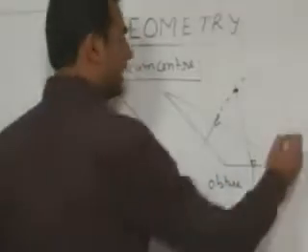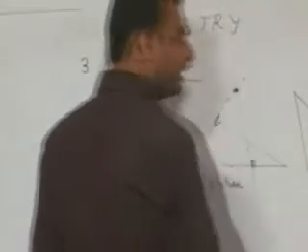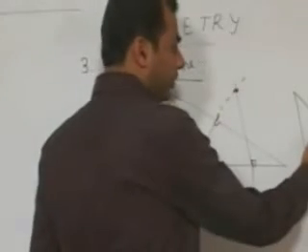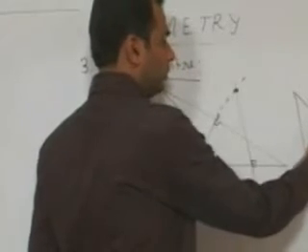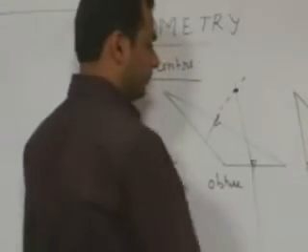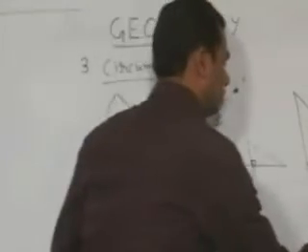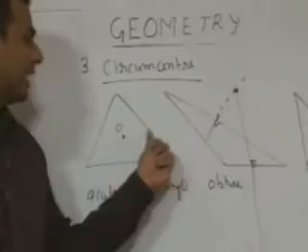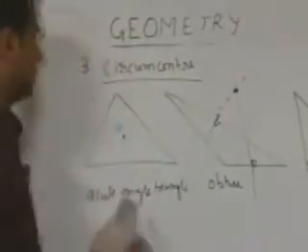The last thing, that is the right angle triangle. In case of right angle triangle, the circumcenter always lies on the hypotenuse, and it is the midpoint of the hypotenuse. So we can say that the circumcenter can lie inside the triangle, outside the triangle, as well as on the triangle here.